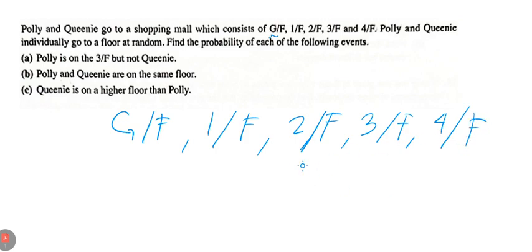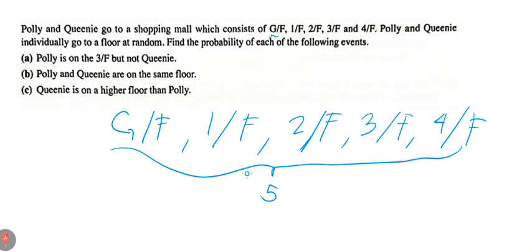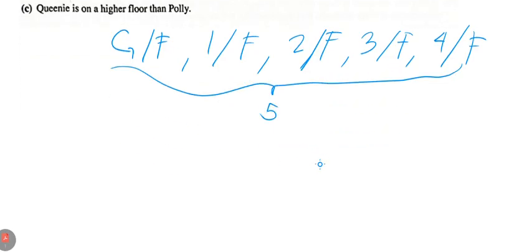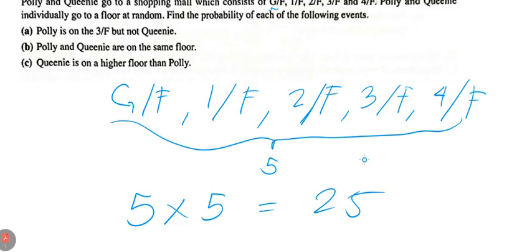So this gives us the total of them, which equals 5. So there are 5 floors. Now, to get the total outcomes of the sample space, we have 5 times 5 equals 25. Now, the first question is about Polly.